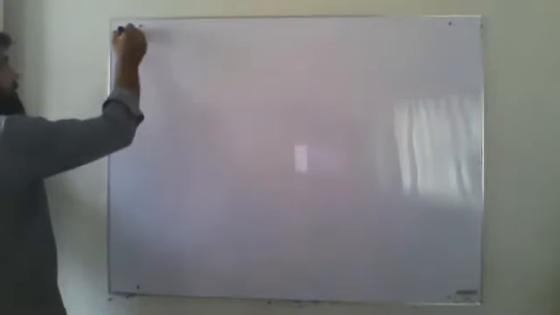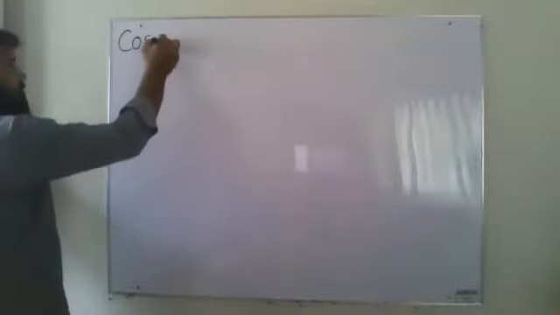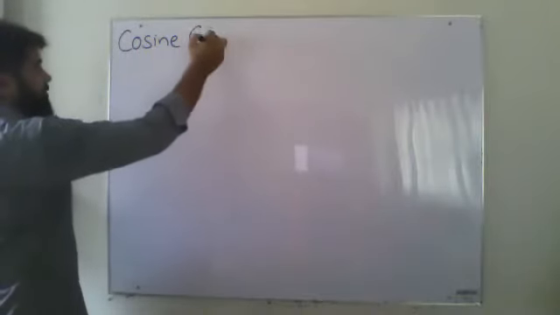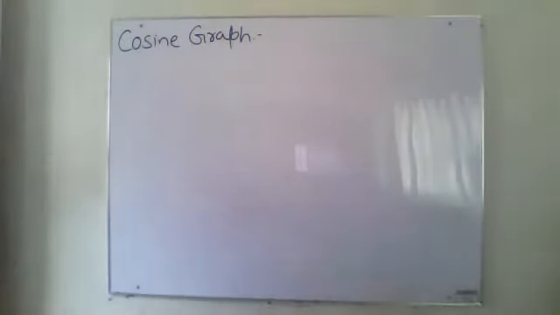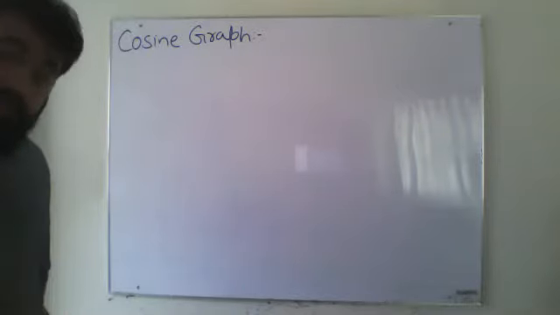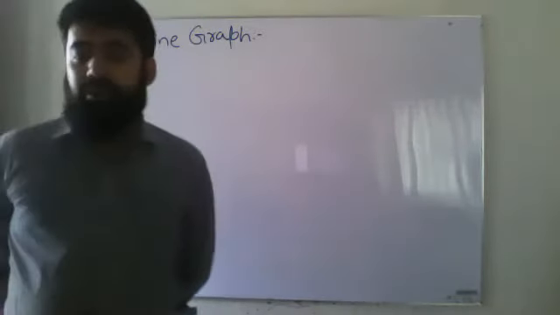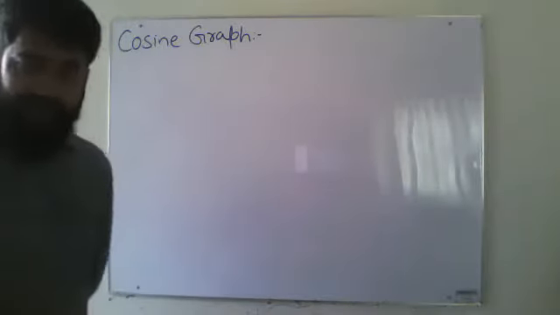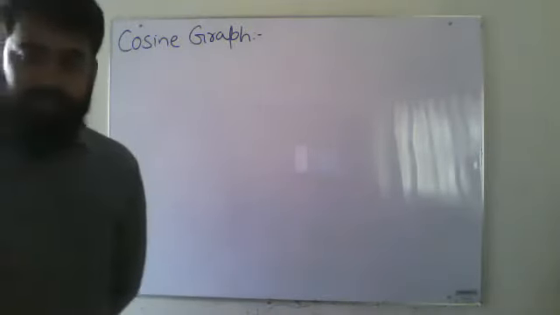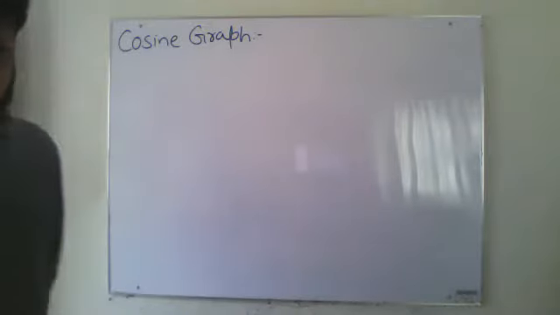Now today we are going to work with the cosine graph, which is in short known as the cos graph. We are going to work in the same manner: first I will give you the original graph, then the change of amplitude, then the change of y-axis, then I will tell you about cycles, and then about the change in x-axis.